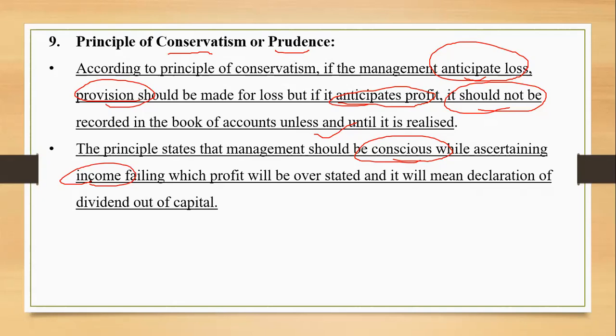And the actual profit has not happened at all. If you just keep on declaring the dividend to the shareholders, that is declaration of dividend out of capital, because the profit has not been realized. So that's a limitation. Those are the consequences if you don't follow this principle for incomes.